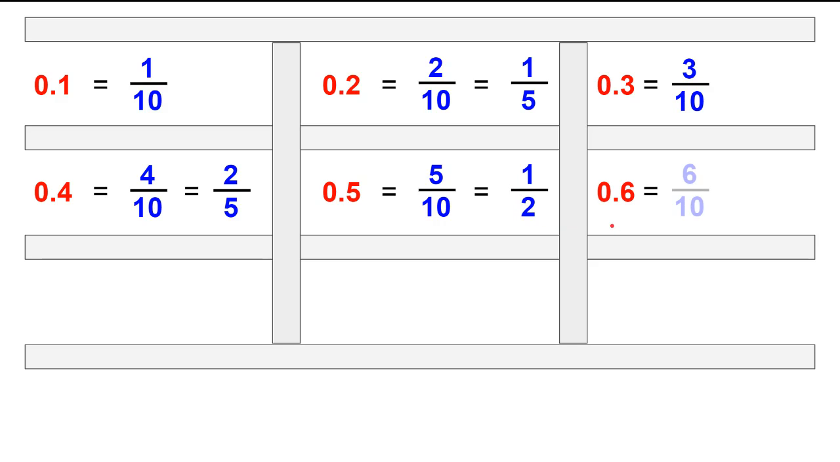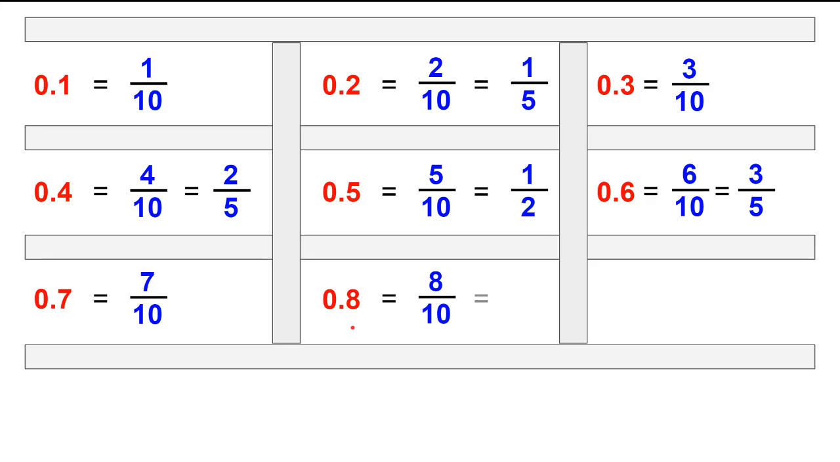0.6 is 6 over 10. Simplifying it will lead us to 3 over 5. 0.7 is 7 over 10. 0.8 is 8 over 10, which can and should be simplified to 4 over 5 by dividing them both by 2. 8 divided by 2 is 4, and 10 divided by 2 is 5. 0.9 is 9 over 10. Very easy.